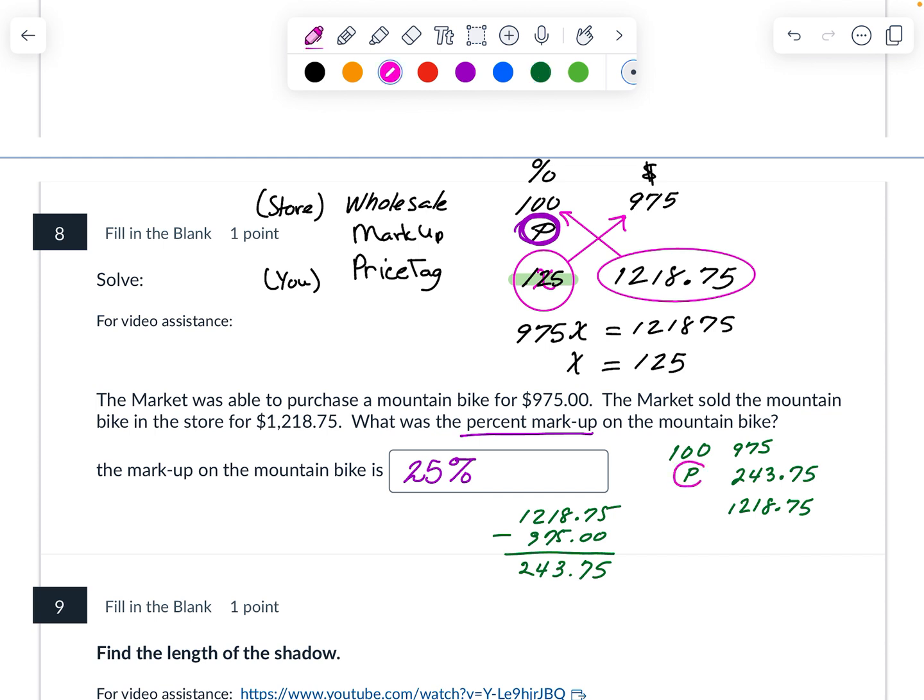And then I did this. I took this number times that, and this number times that. And that gave me 975% is equal to 24375. And when I divided that, I got 25. And because that was a P for percent, the answer was 25%. Either way will work, okay? And if you have a different way of doing it, that's fine. Just make sure you're getting the answer right.